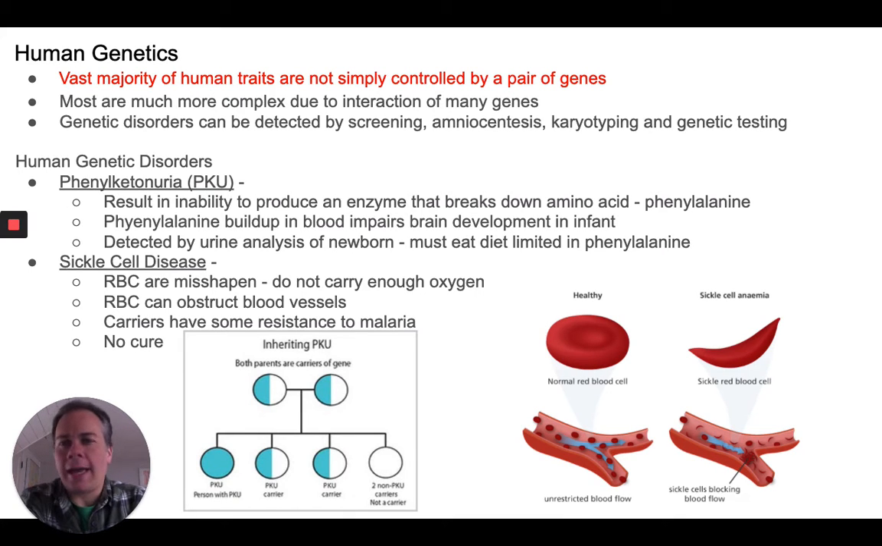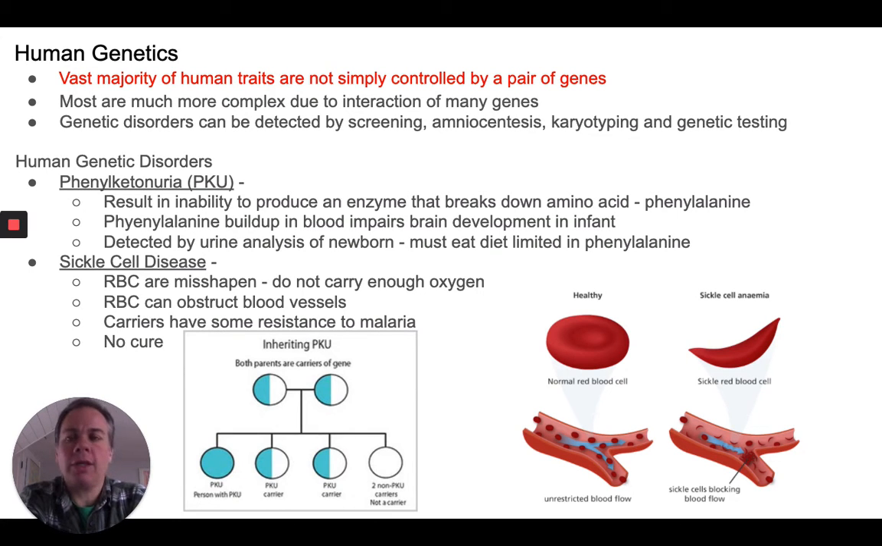And so I can't really give you very many simple examples of a human trait that you can do a Punnett square with your parents and figure out what the likelihood of their offspring are. It's more complicated than that. We simplify things when we talk about Mendelian genetics to help us understand patterns of inheritance, but typically things are more complex than that.